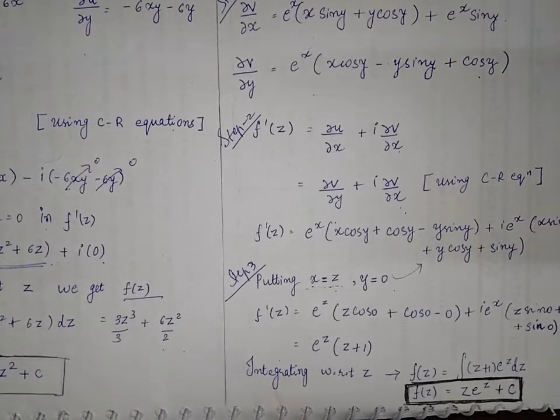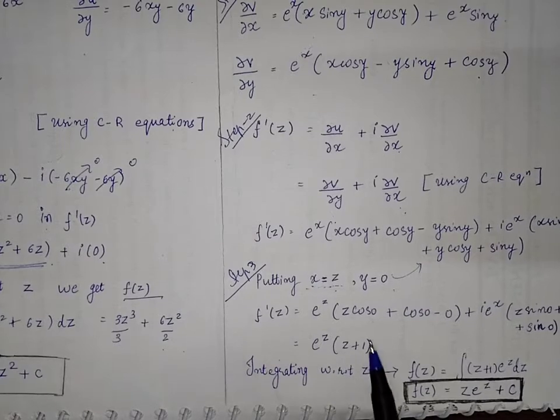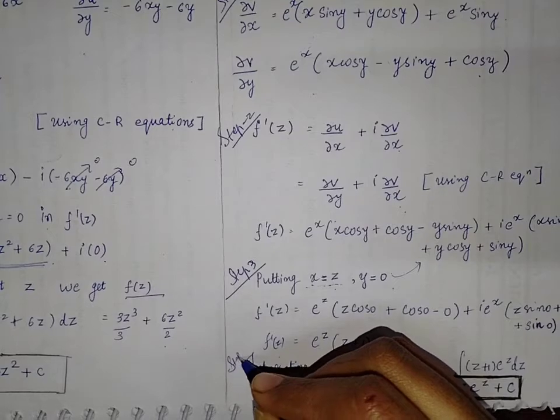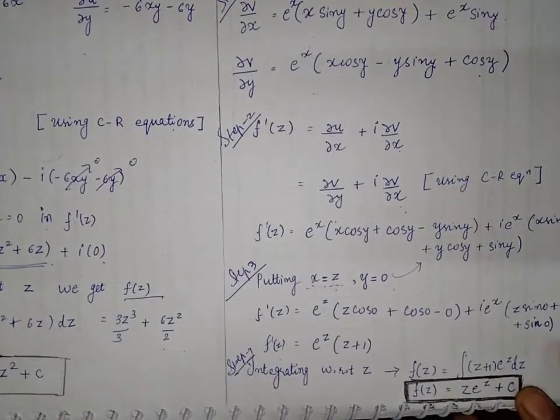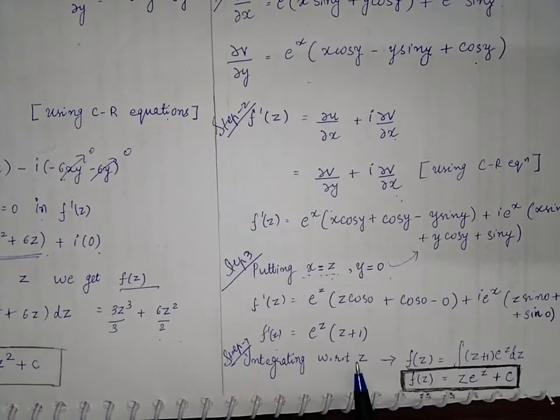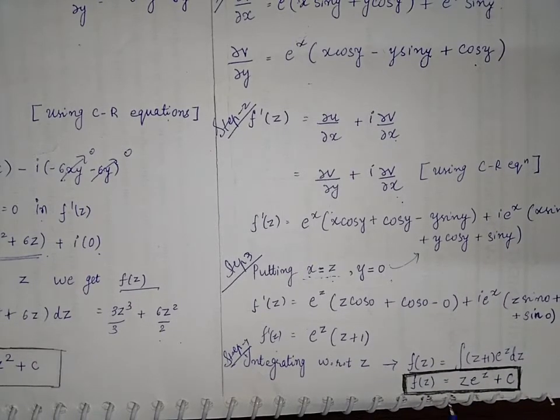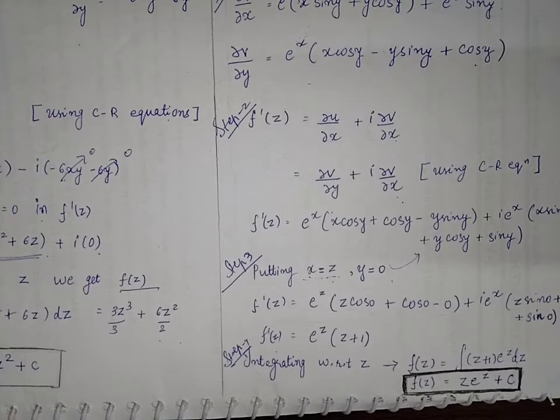Okay. And the value of cos 0 is again 1. So we will get e raised to z into z plus 1. Okay. So this is our f dash of z. And in the fourth step, to obtain f of z, we have to integrate f dash of z. So let us integrate f dash of z. Then you all know the integration. Then the answer will be z e raised to z plus c. Okay, so in this way you have to solve the examples by using Milne's method.